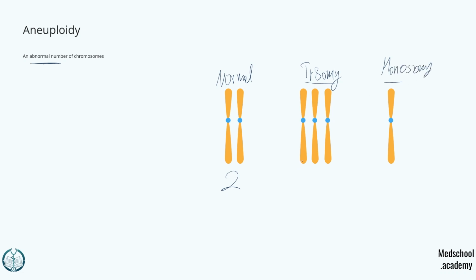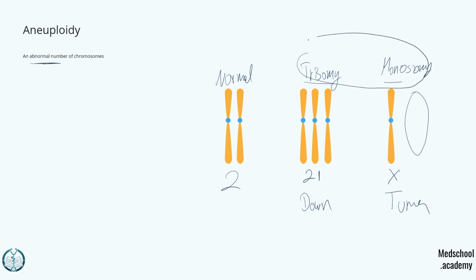So in this case, for example, let's say this is chromosome number 21. We know that's going to lead to Down syndrome. And let's say this is a single X chromosome and the other sex chromosome is missing. So that is something known as Turner syndrome. But yeah, so trisomy and monosomy are both examples of aneuploidy.